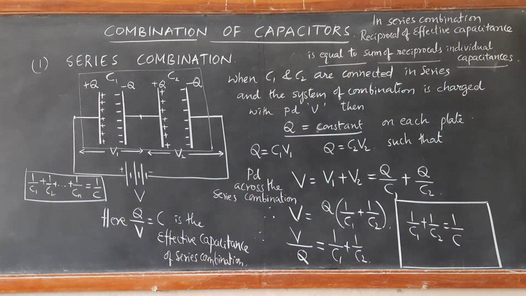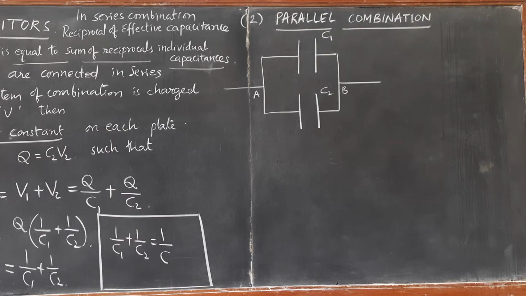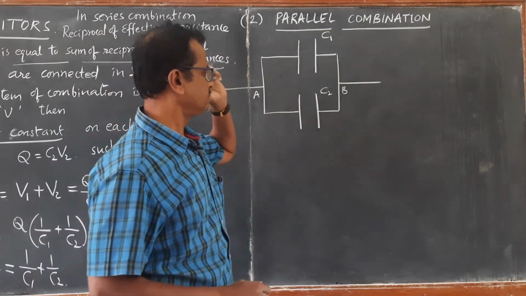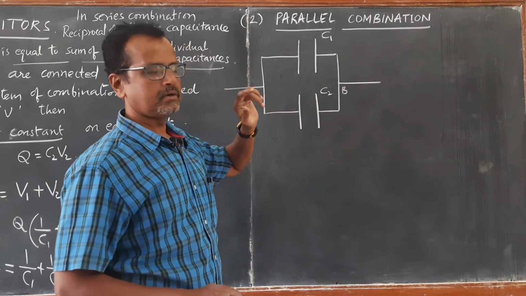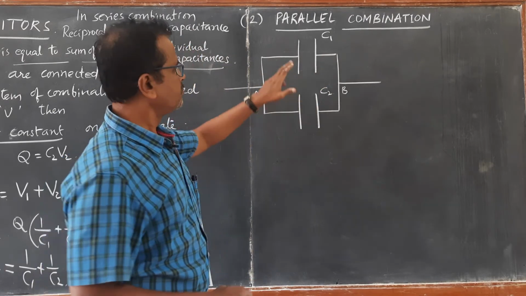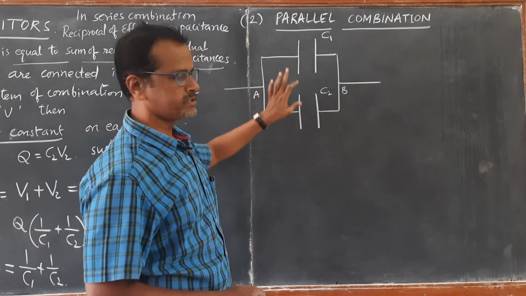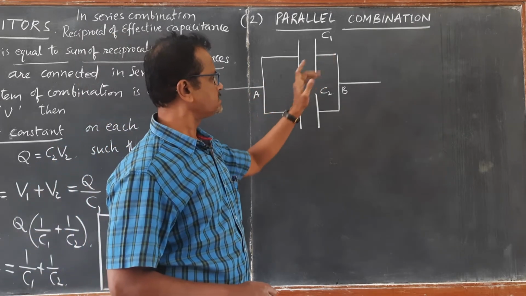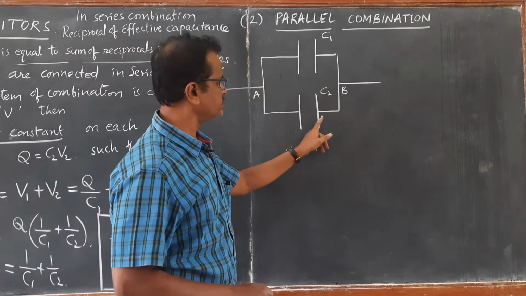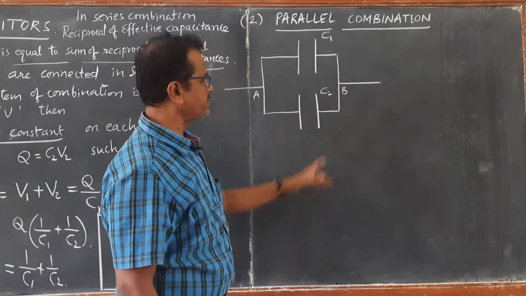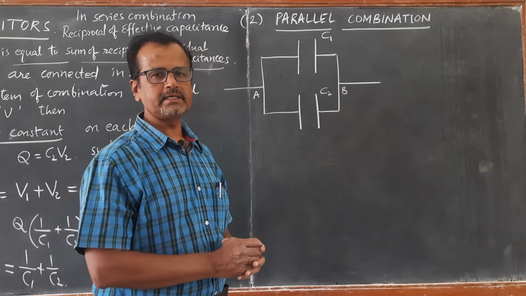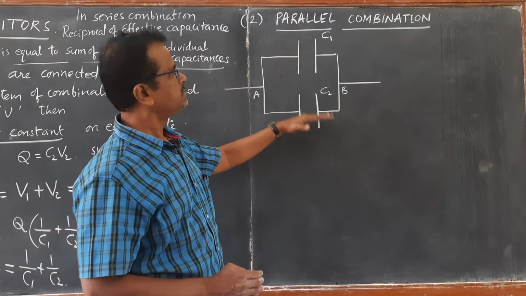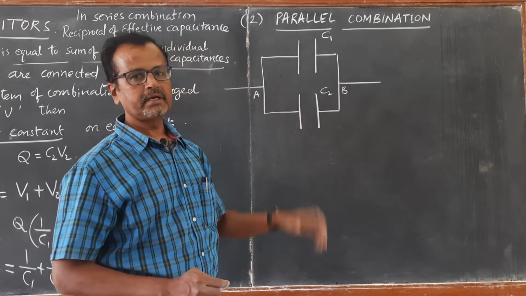Now, let us study parallel combination of capacitors. Let us again consider only two capacitors of capacitances C1 and C2. When such two capacitors are connected in such a way that both the left terminals of C1 and C2 are connected to one common terminal A, and both the right side terminals of C1 and C2 are connected to one common terminal B, then such a combination is called as parallel combination. So, C1 is in parallel with C2. This is the meaning of parallel combination of capacitors.